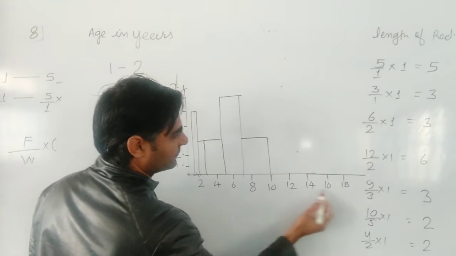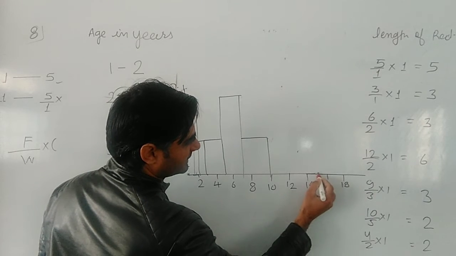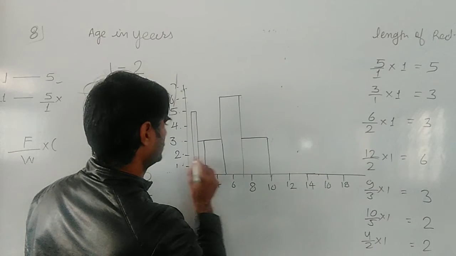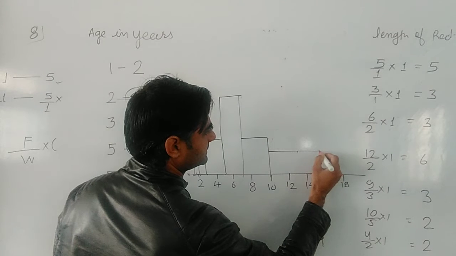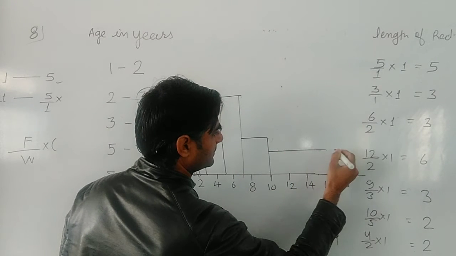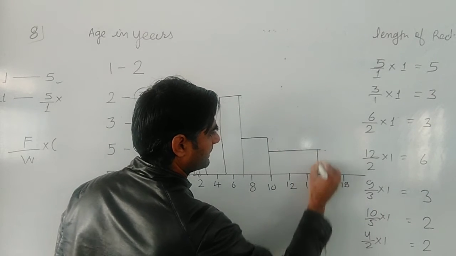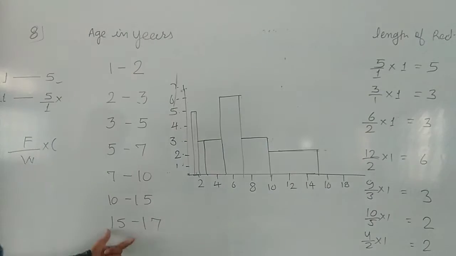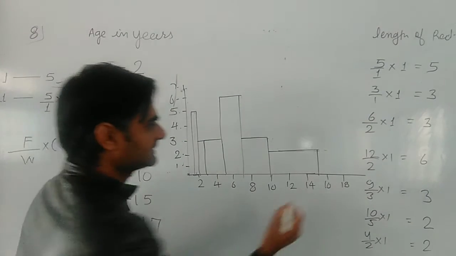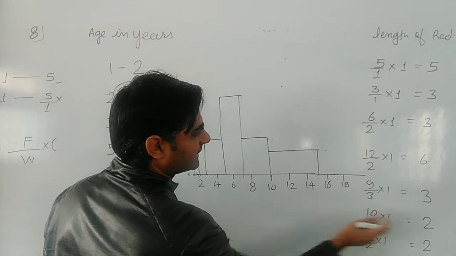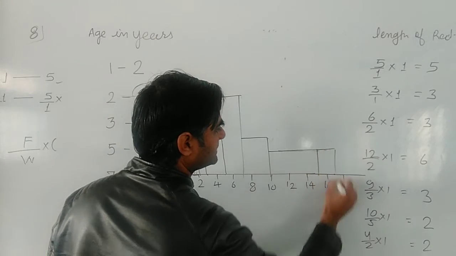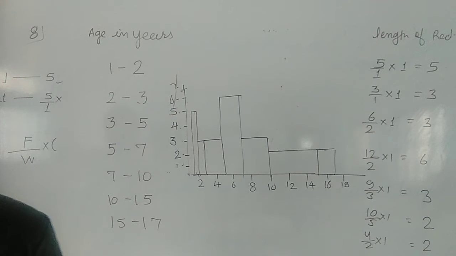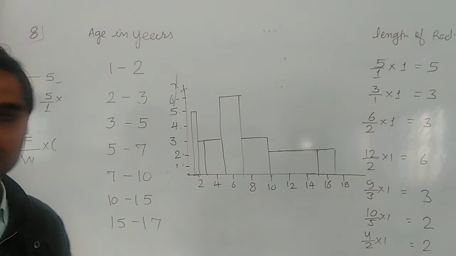So 10 and 15. Where is 15? This one here. Height is 2. You can take 2 here like this. Okay? This is 15. Next one, last one is 15 to 17. This is 15 and this is 17 and the height is 2 only. This will be the top. And this is the way to draw a histogram.